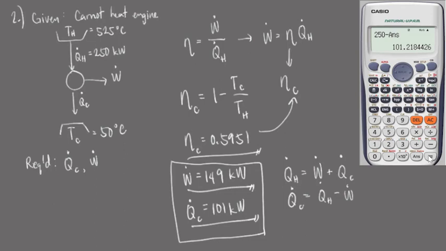Keep in mind that this analysis is only valid if you have a Carnot heat engine. If you only have a heat engine, you cannot equate its efficiency with the Carnot efficiency. Always remember that the Carnot efficiency is the maximum possible efficiency of a heat engine, and that is only possible if you have a Carnot heat engine. Let's go back and have the last problem.